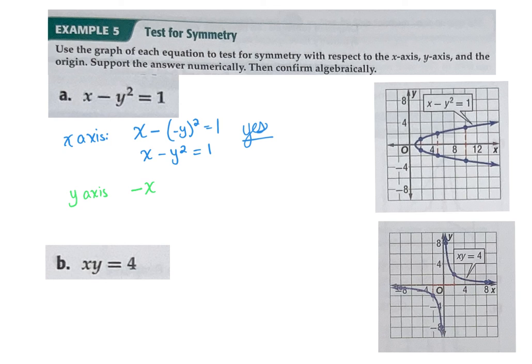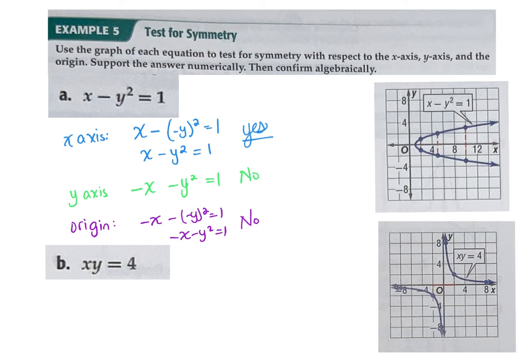So I'm saying negative x minus y squared equals 1. Is that the same as my original function? No. This is not symmetric to the y-axis. Not at all. All right, and you can see that visually, can't you? That it's not symmetric. Let's look at origin. For origin, I just replace both. Negative x minus negative y squared equals 1. I can simplify that to look like this. Is that the same as my original function?